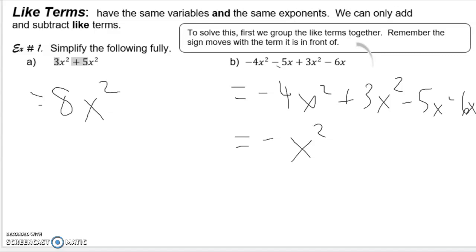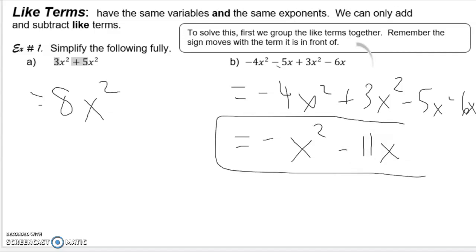Okay? So then the next section is this section right here. I have negative 5x's, and I'm taking away another 6x's. So now I'm left with negative 11x's. And that is your final answer.